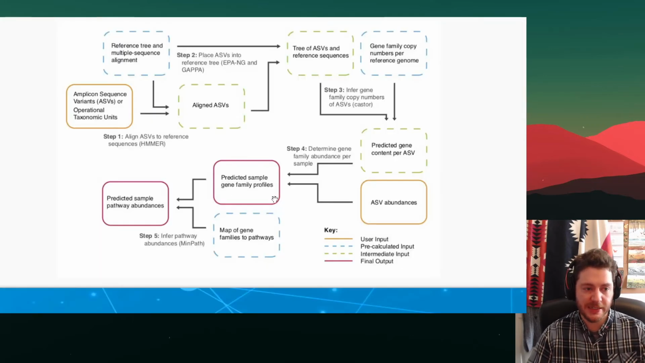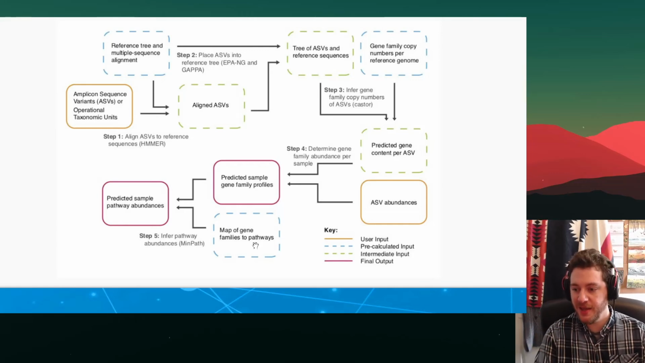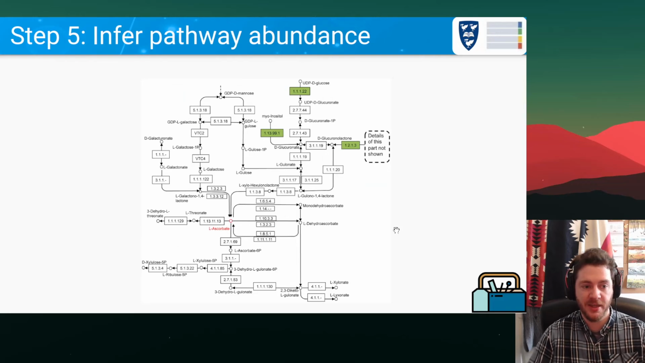So now we've got predicted sample gene family profiles, but we also then want to map the gene families to the pathways. The pathways being KEGG, the enzyme classifications or EC numbers, and MetaCyc. And so we now have our inferred pathway abundances. And so then you have pathway information.